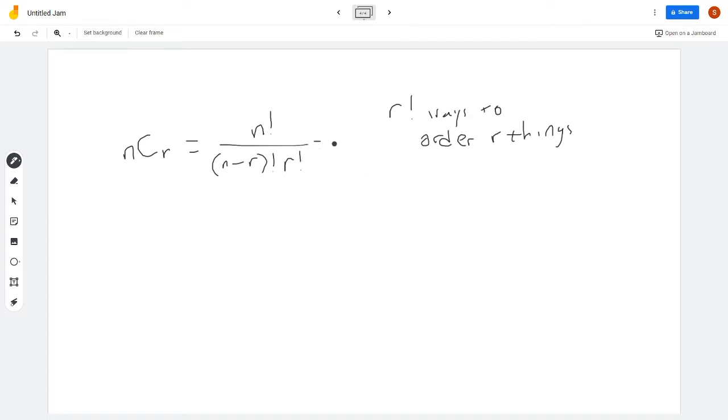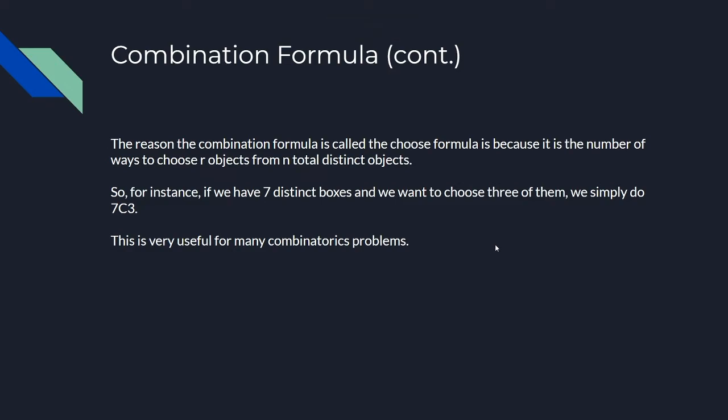This is also written like this, with the n on top, almost as if it were floating on top of the r, so that's another way to look at it. The reason the combination formula is called the choose formula is because it is the number of ways to choose r objects from n total distinct objects. So for instance, if we have 7 distinct boxes and we want to choose 3 of them, we simply do 7C3. If you want to calculate that, I'll give you 5 seconds to pause the video.